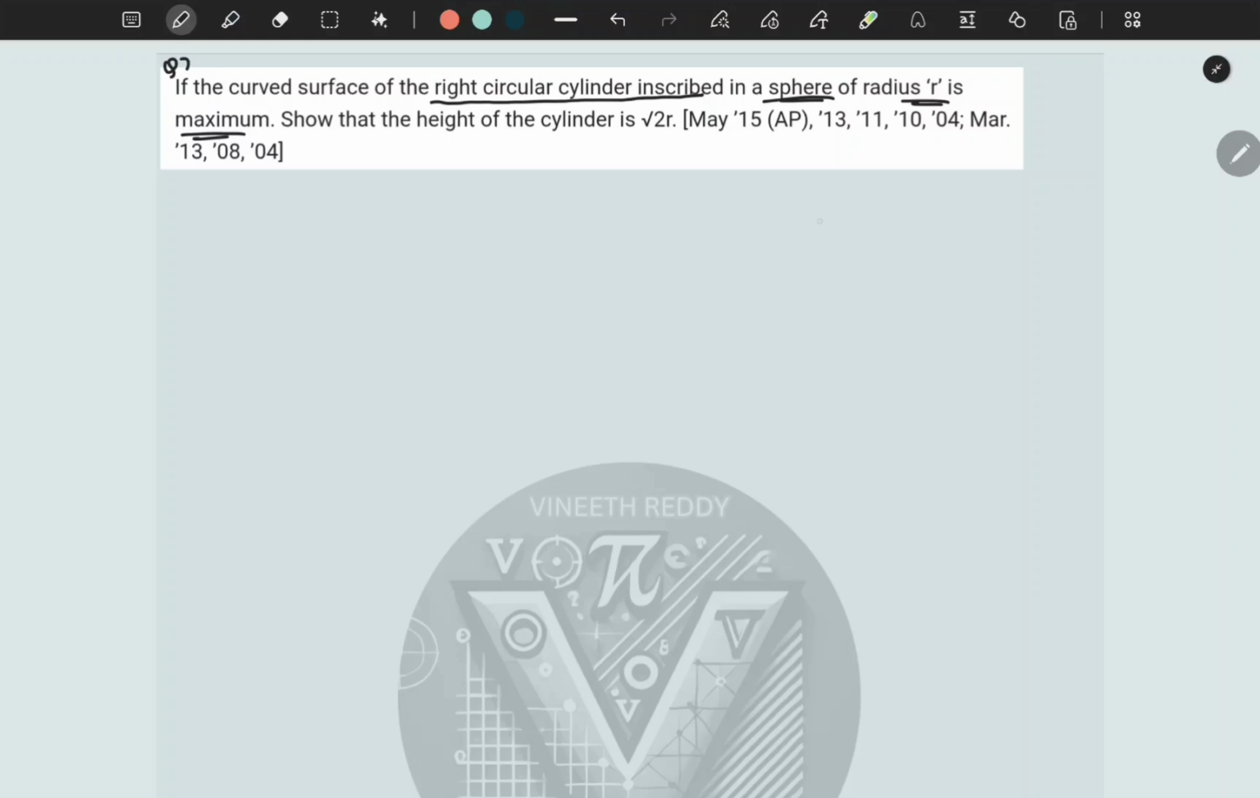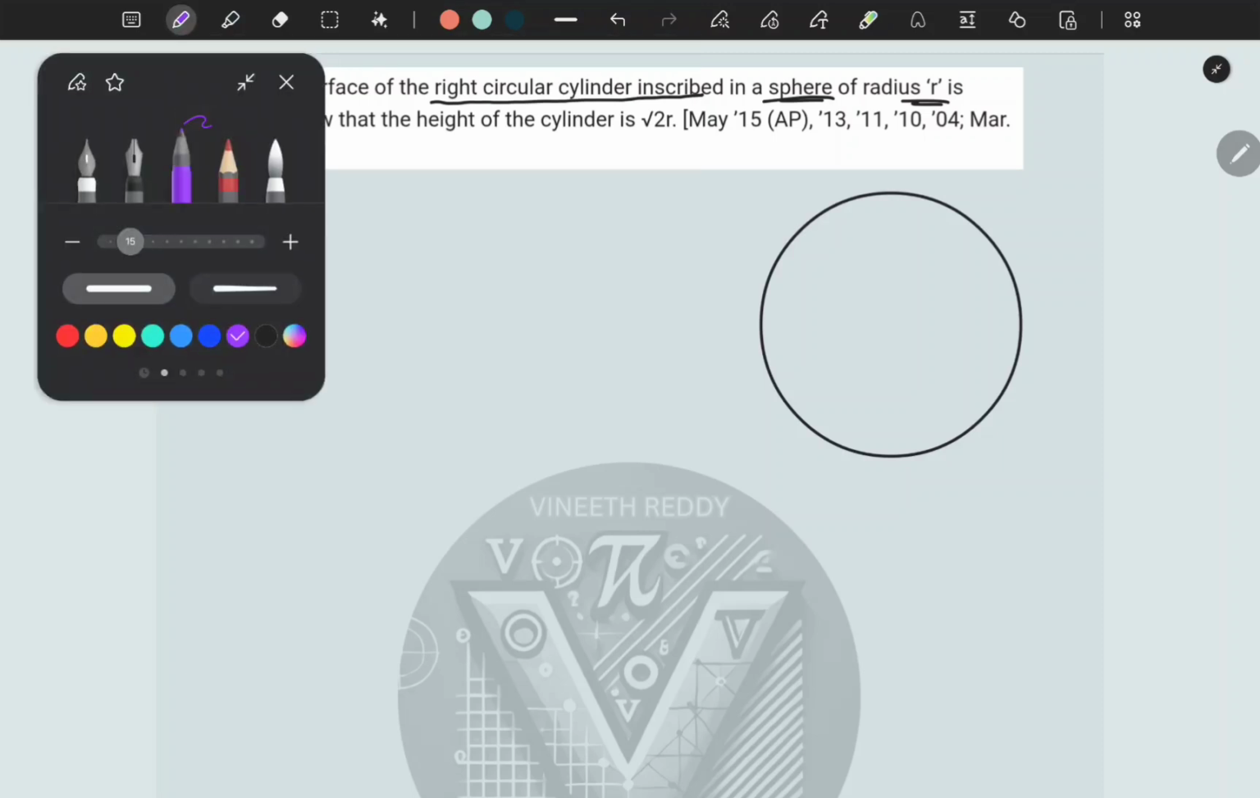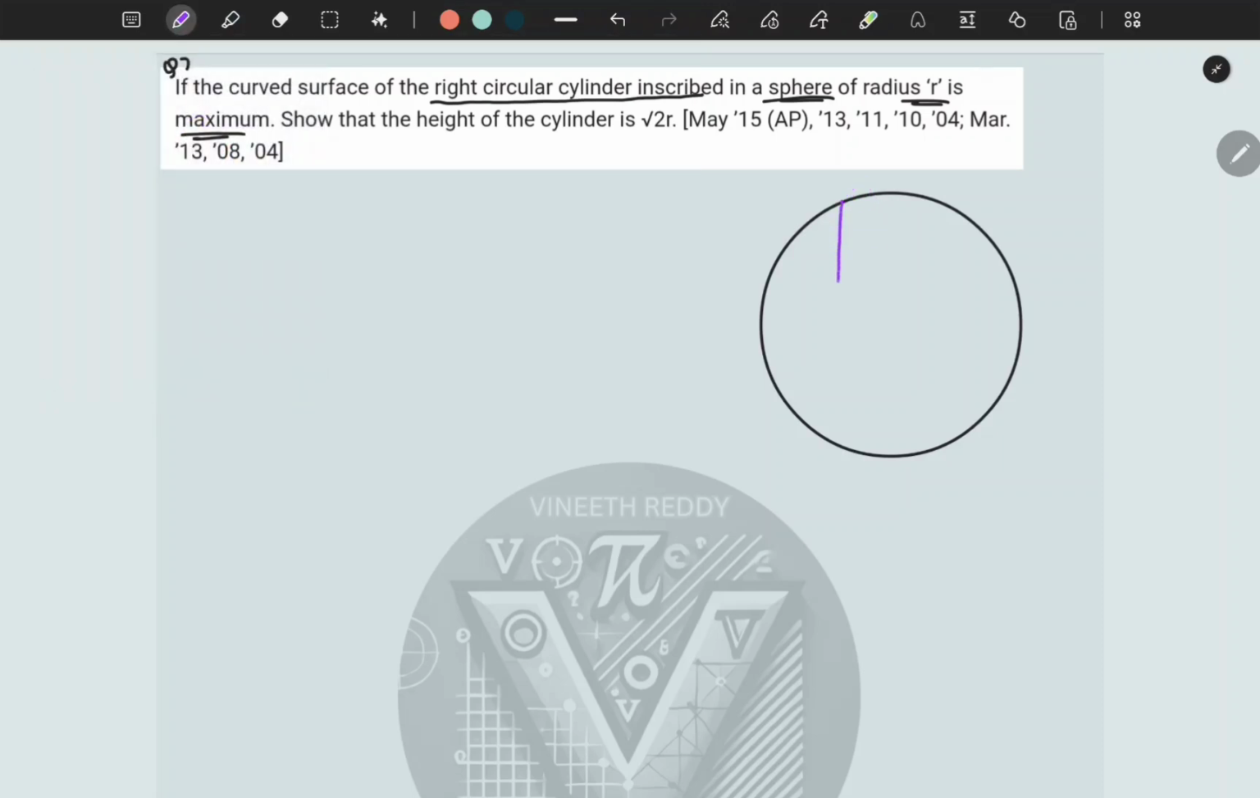See, we have a sphere. Let me draw a 2D figure. It is something like this. We have a circle whose radius is r. There is a cylinder inscribed. So inscribed means from the front we may be able to see a rectangle actually, because this is a 2D figure, right? So we'll be seeing something like this.